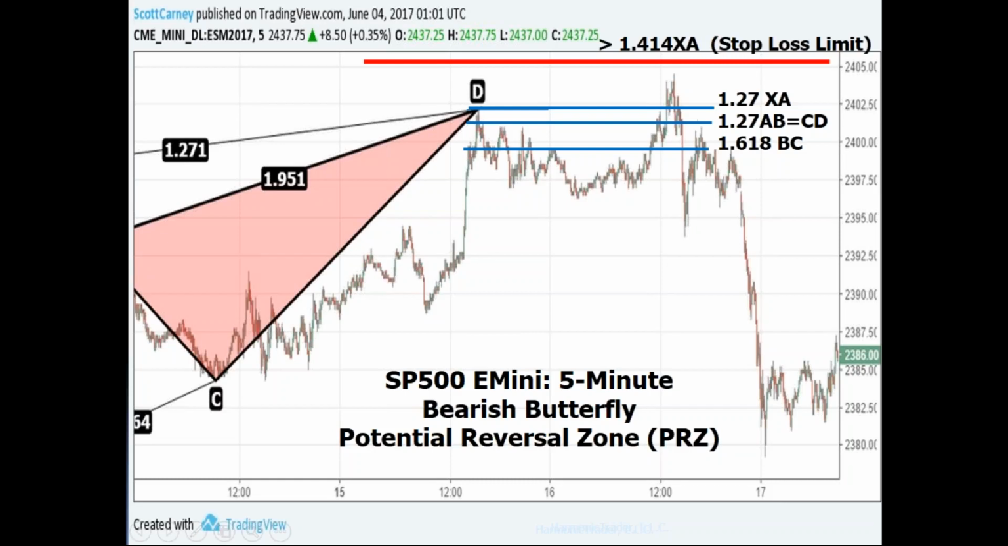Now, we see these kind of opportunities almost every day, these kind of patterns where the price action will change character at the zone. That's what you need to look for. You need to look for that change in character where the price action hits these numbers and is unable to penetrate. The red line here, that's our stop loss limit. We put our stop loss just above that 1.414, right above 2406. So this whole area gives us the parameters we need to measure, identify, execute, and manage the position.